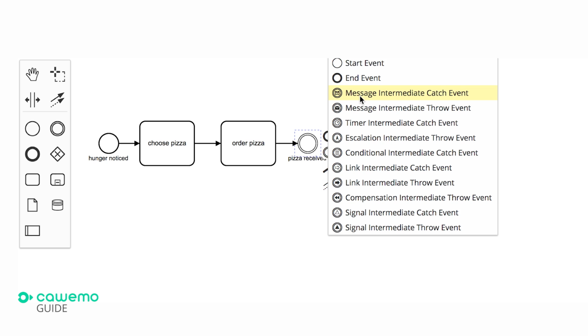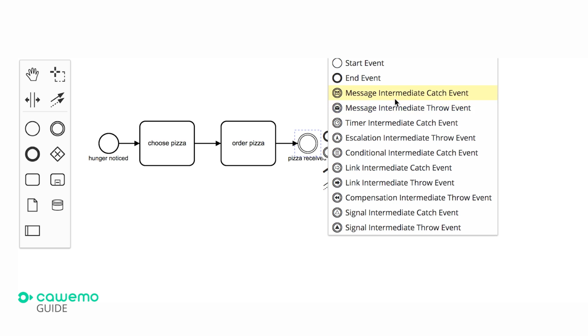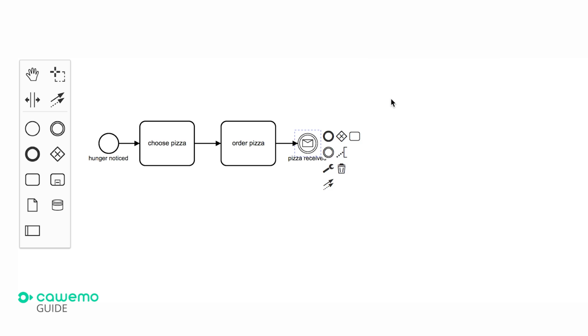Now, there's actually two different kinds of message events, the catching and the throwing message event. For now, all you need to know is that we use catching events whenever reacting to a trigger and throwing events whenever triggering something. In our case, we could actually use a throwing message event to order the pizza, but we don't really recommend this because it's hard for inexperienced BPMN users to read the process. Now let's select the catching message event and move on with our process.